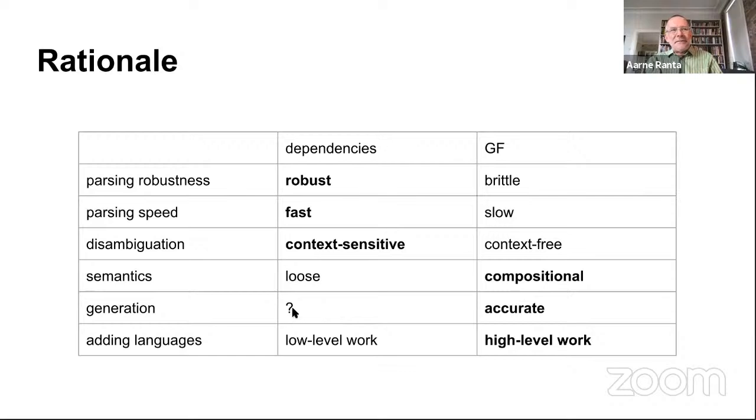Then, well, it's questionable whether you can do any kind of generation from dependency trees. They don't have enough information for that. And adding languages, writing grammars is high-level work, and adding languages in dependency grammar is low-level work in the sense that it's kind of annotating individual sentences, although that can be quite some fun as well. And some people might argue that low-level work is a better thing because it's cheaper than the high-level work. But if you do it for fun, and you have more fun from high-level work, then this is different.